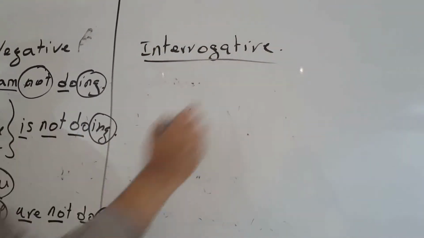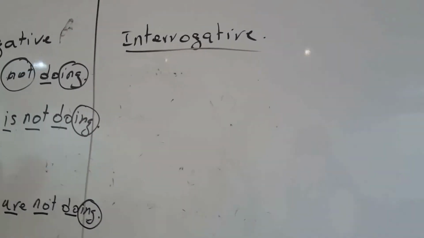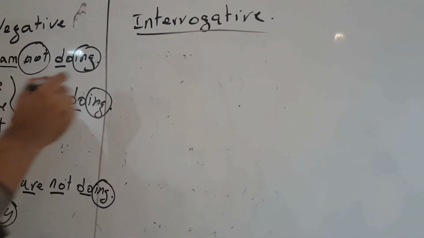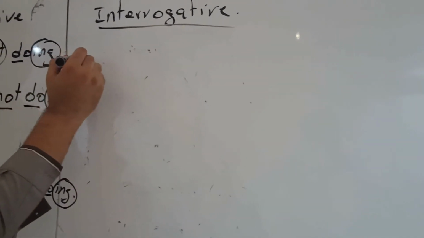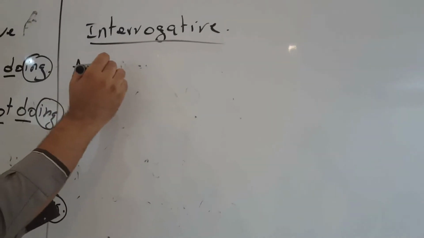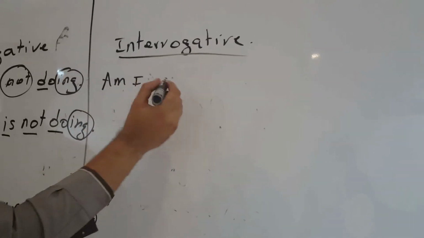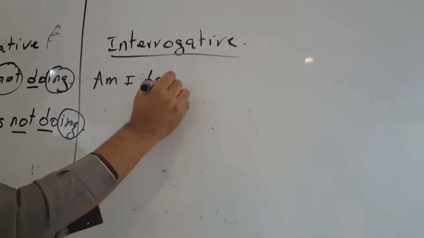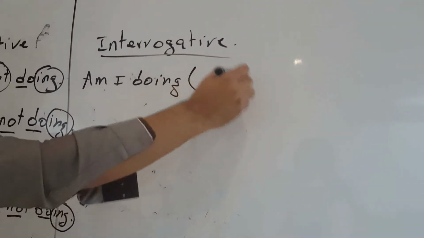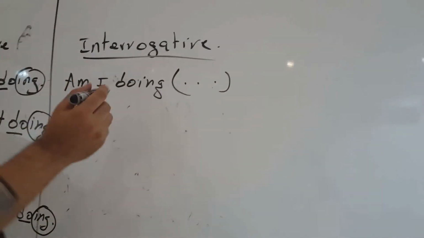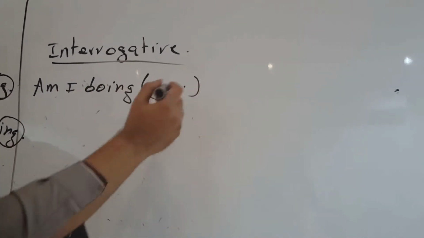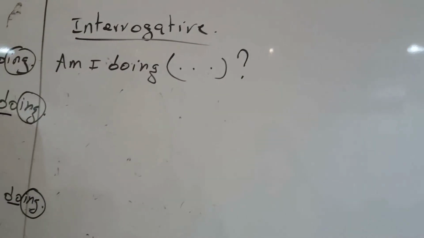Well, the interrogative here, when we make a question, right? So we have to make an inversion, that's it. So we have to begin by "am I". So we should begin with a capital letter here. Am I doing? And you have to add an object complement. Okay, am I doing something, right? So here, you add the question mark.